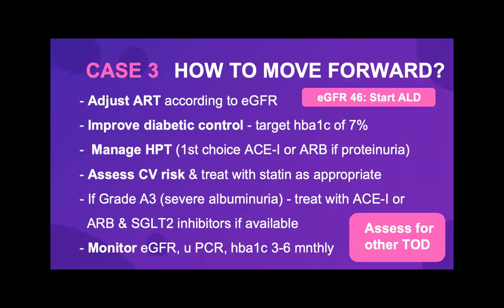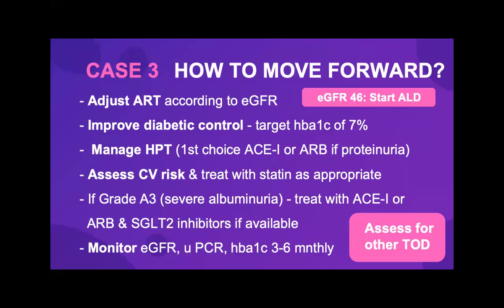Okay, so how do we move forward in this case? So the first thing is we need to adjust the HIV treatment according to her eGFR. So our patient, her eGFR currently is 46. So again, we are going to be starting on ALD for this patient. The next and the most important thing is going to be improving the diabetic control. So for this patient, the target should be around 7% for the HbA1c. And ideally, we should be quite aggressive in our management of this to prevent progression of the CKD.